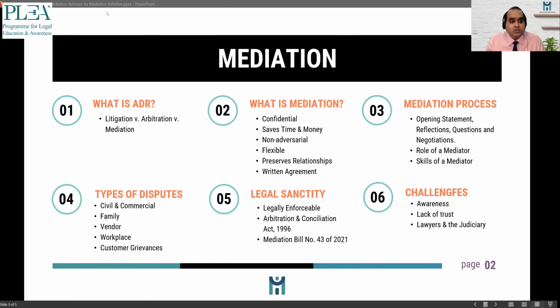The second is the judiciary. There has to be a very proactive approach from the judiciary in referring matters to mediation. If the judiciary very proactively and often keeps on referring matters to mediation, this profession will develop, and not just that, the caseload will reduce. And that is one of the biggest challenges facing the judiciary right now.